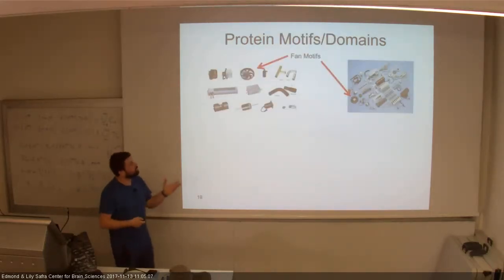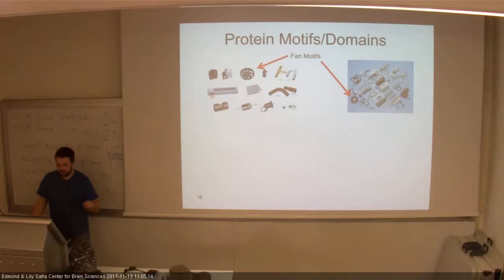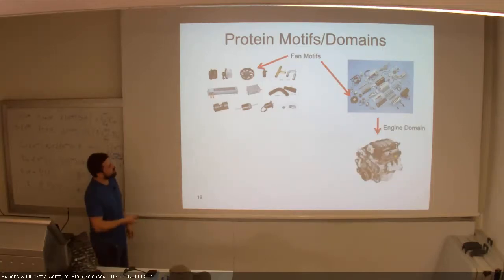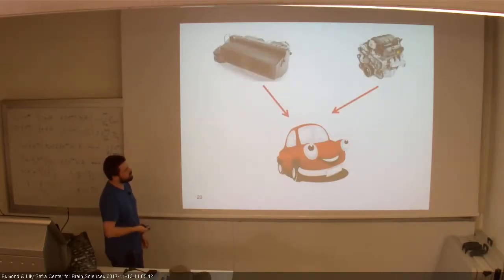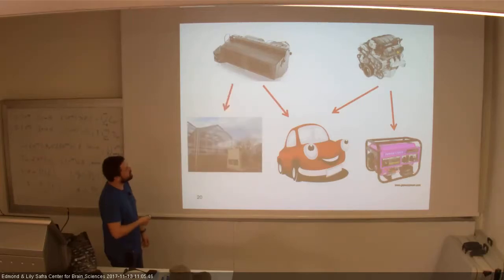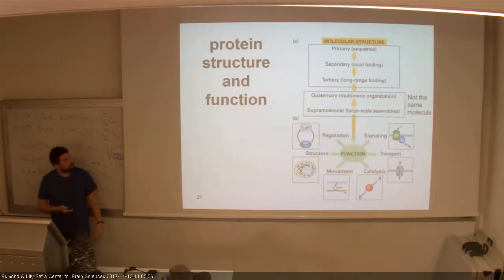So I gave you a metaphor to discriminate between motifs and domains. It's mainly a matter of size, but also domains are often used to describe a larger structural component. For example, if we have a fan in both an engine domain and an AC domain, then both of these fans have the same function, more or less. They move air, right? But they're part of different structural components of the larger protein, which in this case is a car. These domains can also be part of different proteins, like a generator or a greenhouse. So they don't always have to come with one another. This is the hierarchy in which we describe proteins.